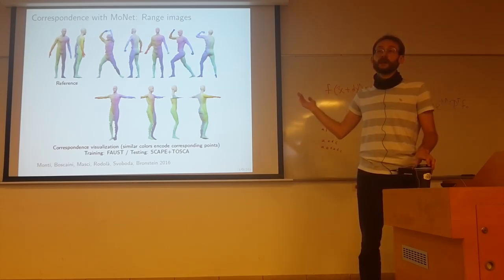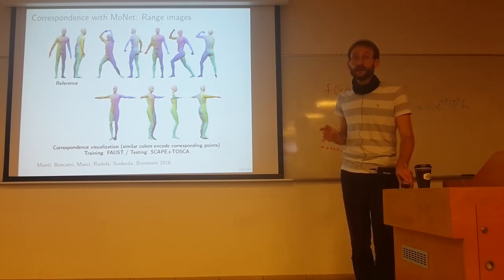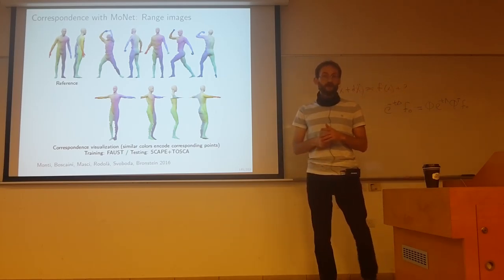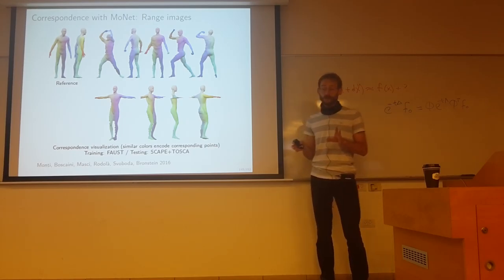It doesn't work well with humans with clothes. But not surprising, basically you need a much richer data set to train. The data set on which we trained was something like 80 shapes. This is just to give you an idea.